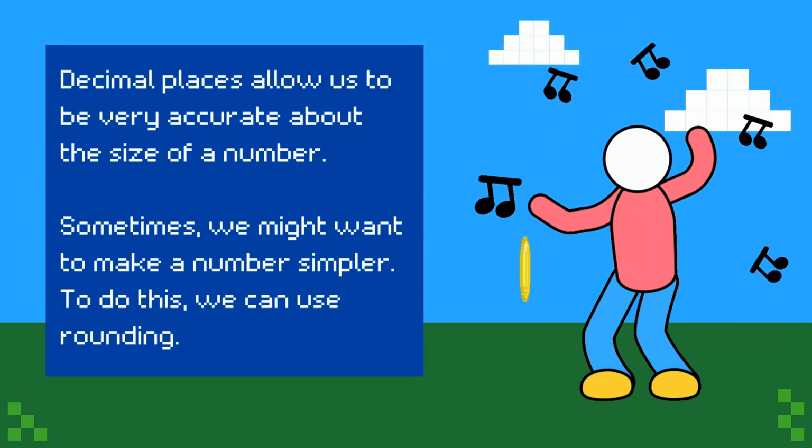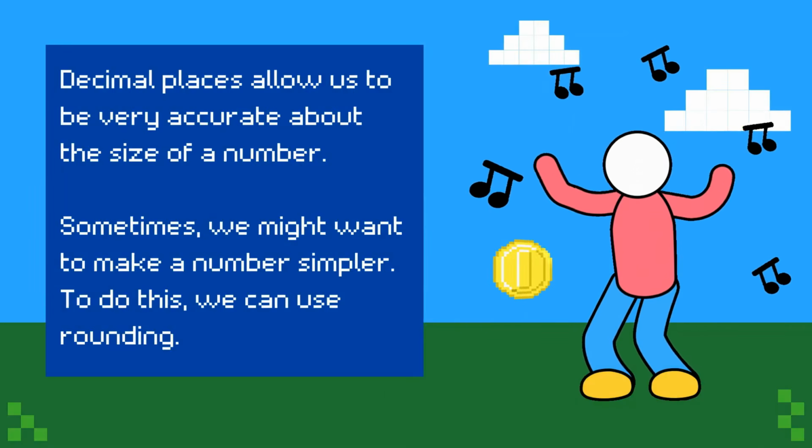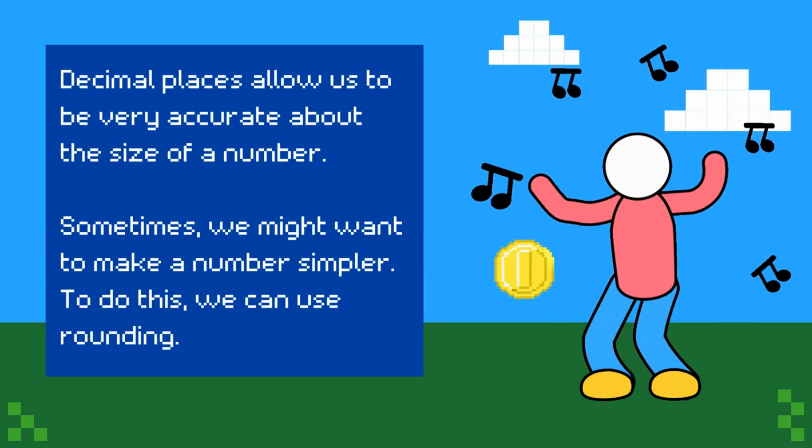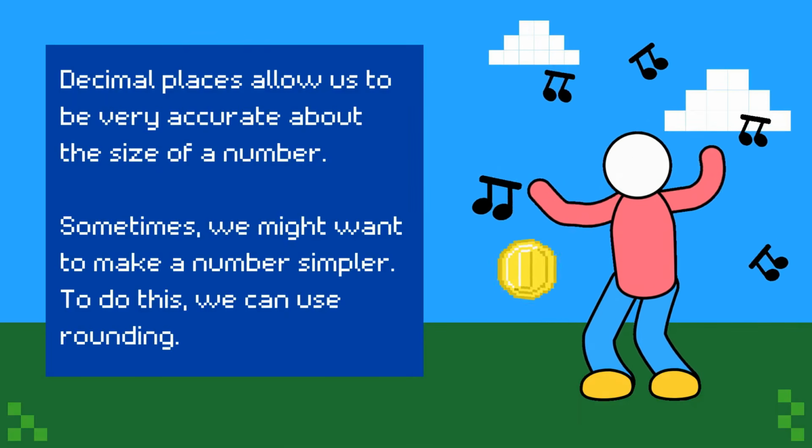Decimal places allow us to be very accurate about the size of a number. Sometimes we might want to make a number simpler. To do this, we can use rounding.